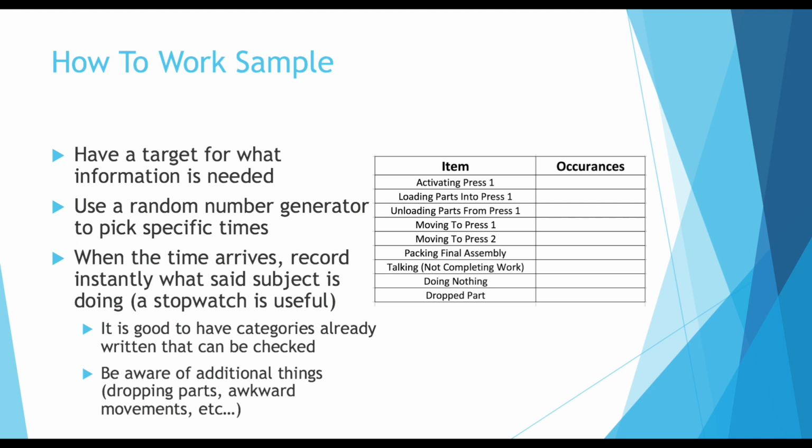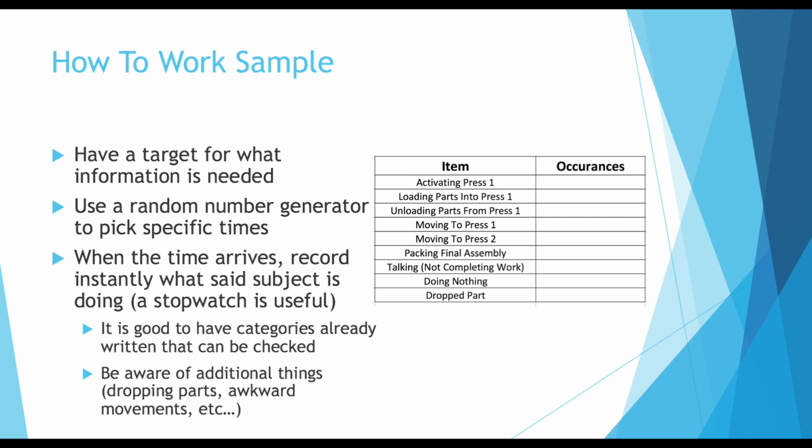So although time is involved, this isn't like a time study where you're starting the timer and ending it to see how long something takes. Rather, you're picking random times and recording what exactly is happening at that exact moment in time. Are they activating a machine? Are they moving when you look at them? It's useful to have a stopwatch so that you know when the random time is there, but only to record what is happening, the qualitative description of what is happening, not how long it is taking.